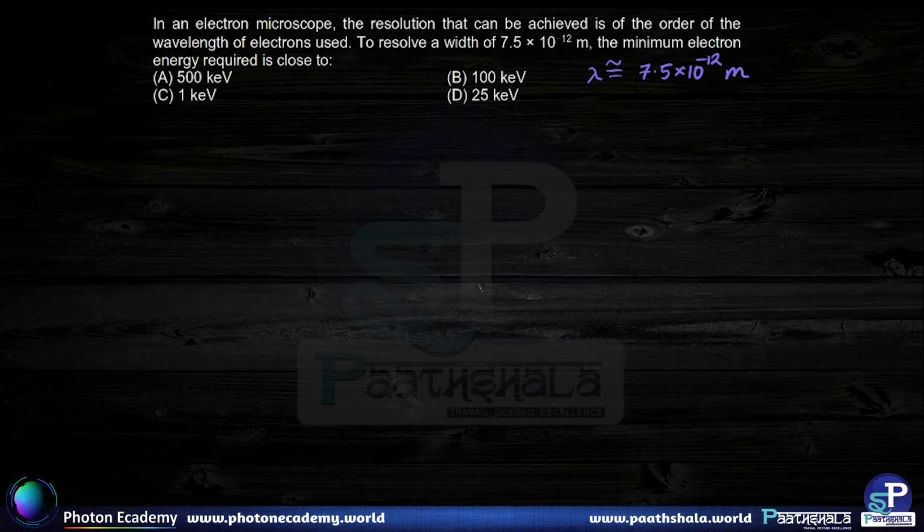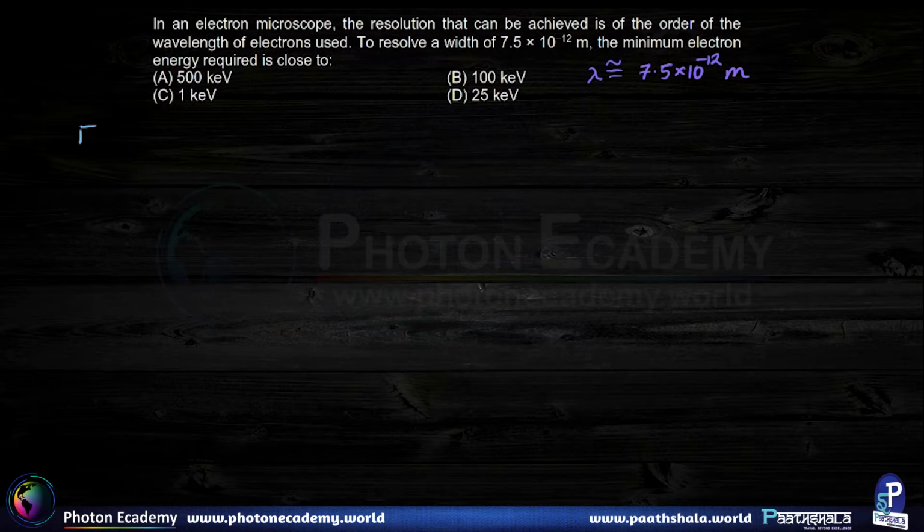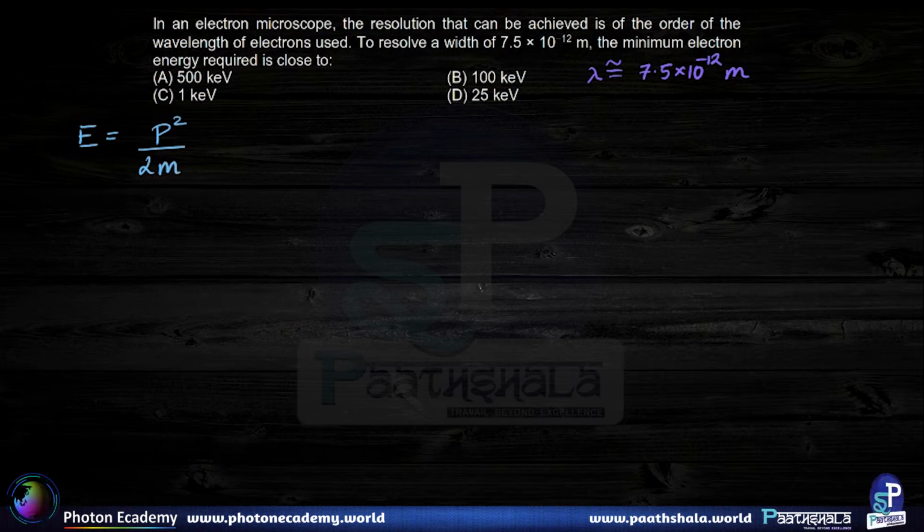Now electrons here are to be treated like particles. Everything in nature is a wave particle, but in this particular question it is important to understand from the statement that electrons are to be treated like particles. So the energy of a particle is going to be given as p squared upon 2m. If it was a massless particle like a photon, which is to be treated like a wave, then the energy is going to be hc upon lambda.